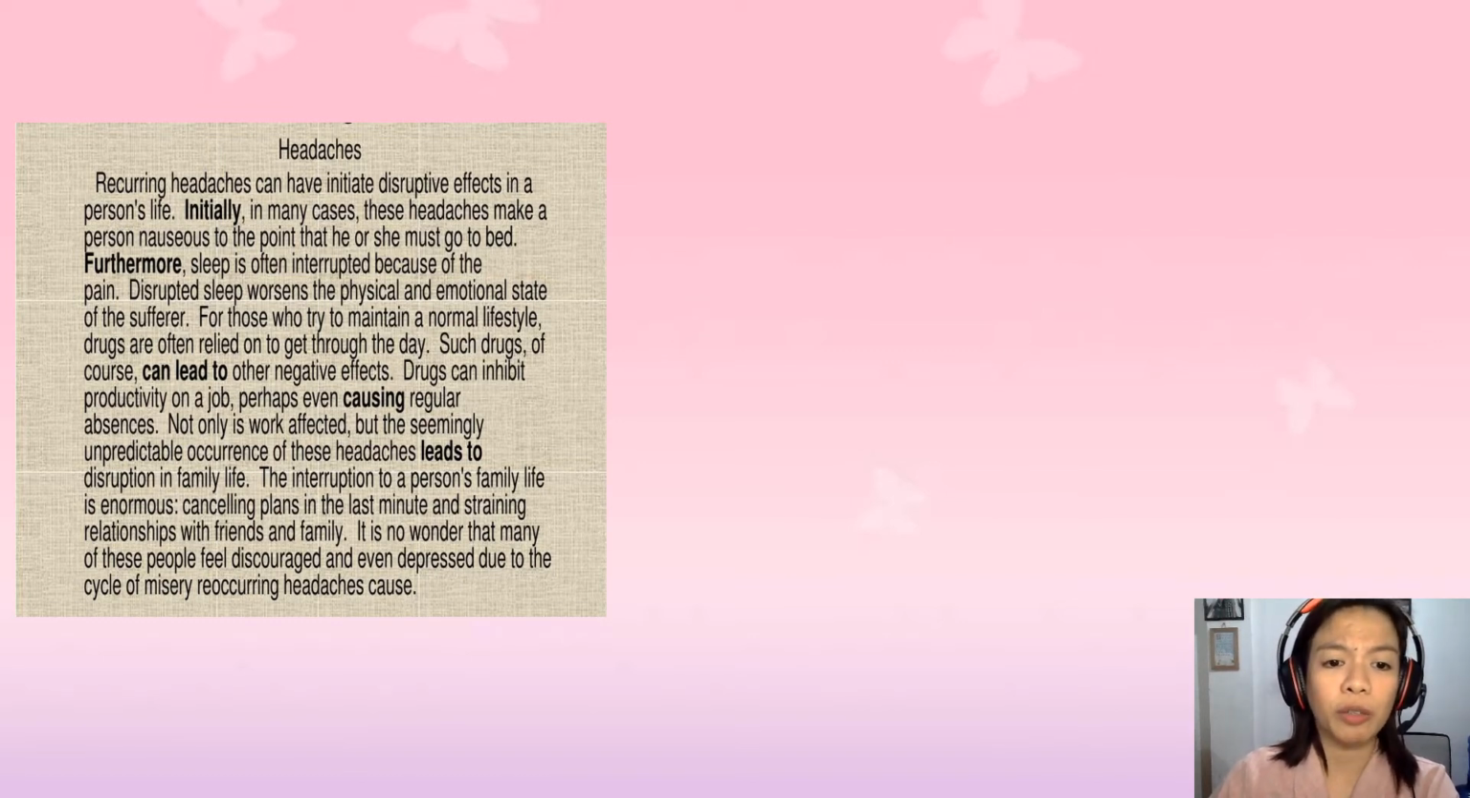For those who try to maintain a normal lifestyle, drugs are often relied on to get through the day. Such drugs, of course, can lead to other negative effects. Drugs can inhibit productivity on a job, perhaps even causing regular absences. Not only is work affected, but the seemingly unpredictable occurrence of these headaches leads to disruption in family life.